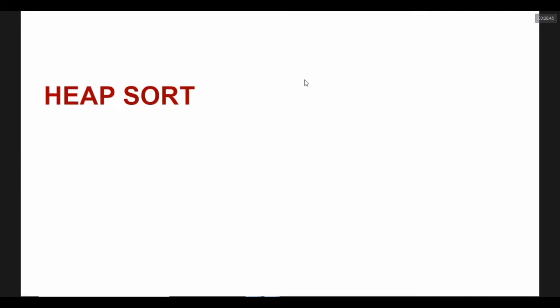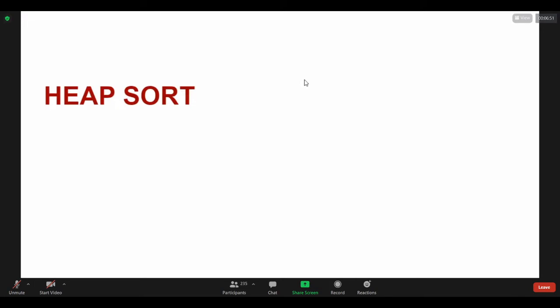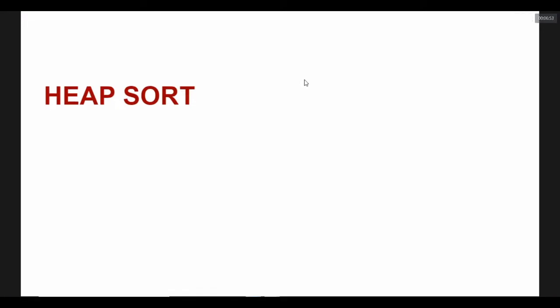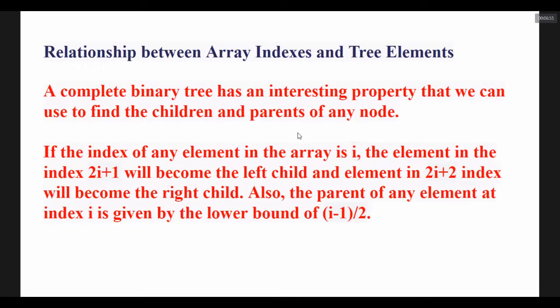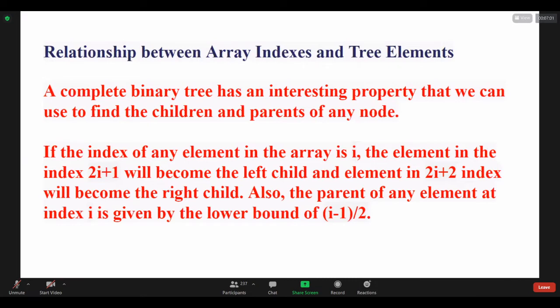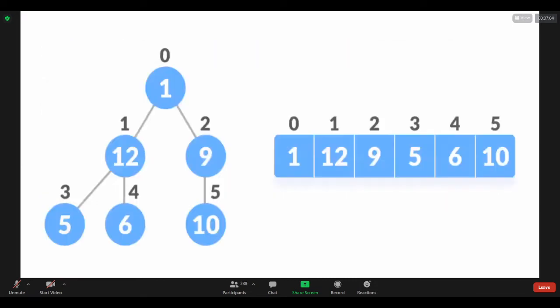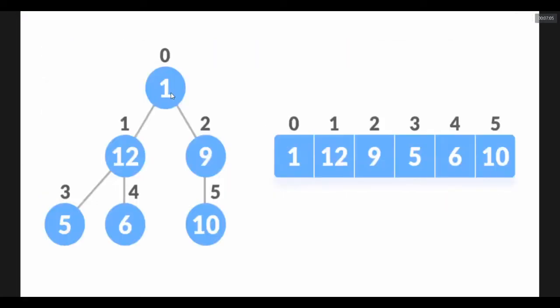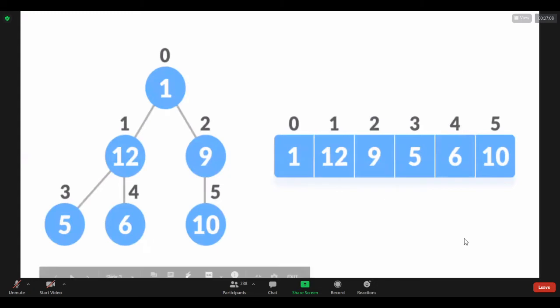What is the relation between array and tree? You see the relationship between the array and tree. Relation means the tree is represented in array format. Here, this is the tree. Tree contains.